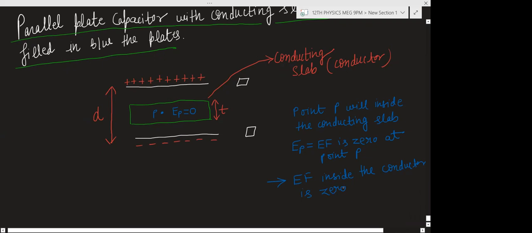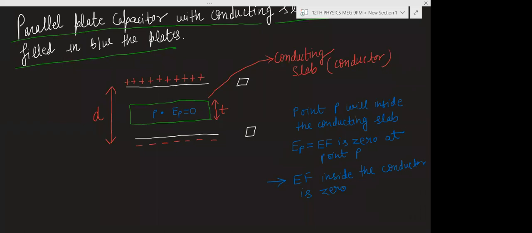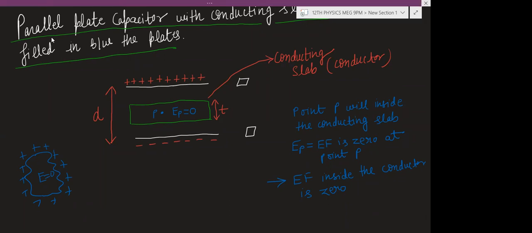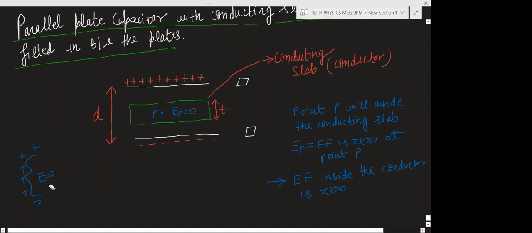We have discussed this many times. As I have told you, if I have a conductor like this and I give a charge to the conductor, this charge will always appear on the surface. So there is no charge inside. This is the property of the conductor. So inside, the electric field will be 0, everywhere inside.